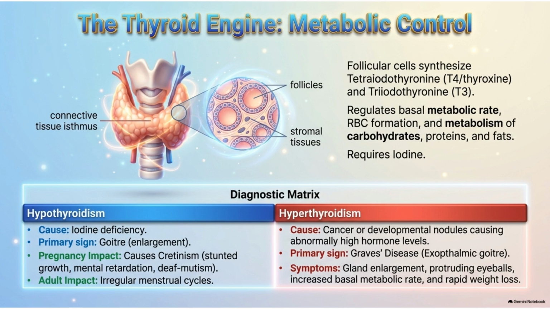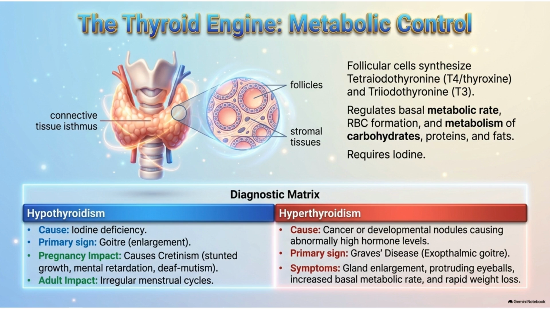Hypothyroidism during pregnancy can cause defective development and maturation of the growing baby, resulting in cretinism. Cretinism is characterized by stunted growth, mental retardation, low intelligence quotient, abnormal skin, and deaf mutism. Hypothyroidism in adult women may cause irregular menstrual cycles.